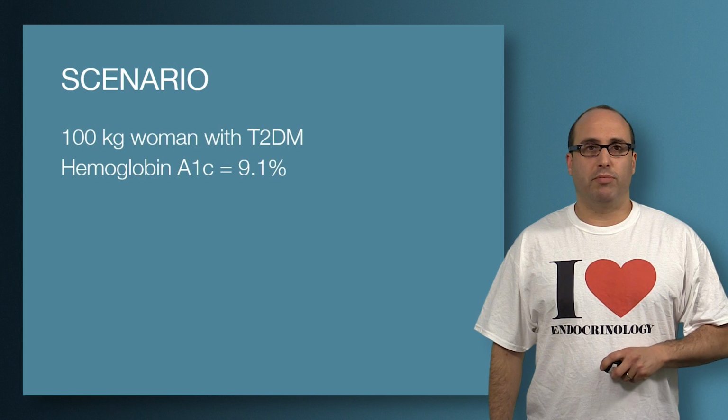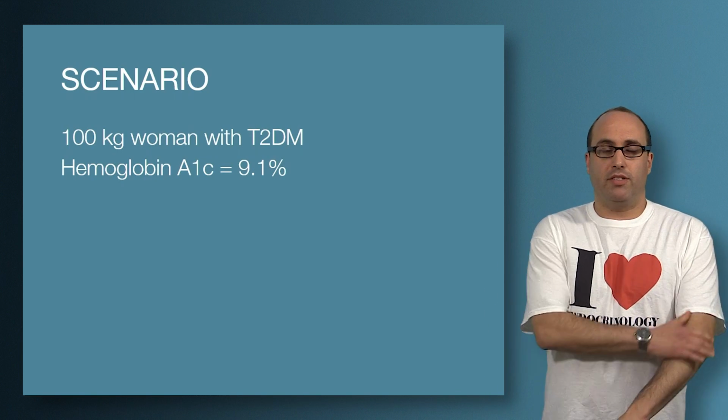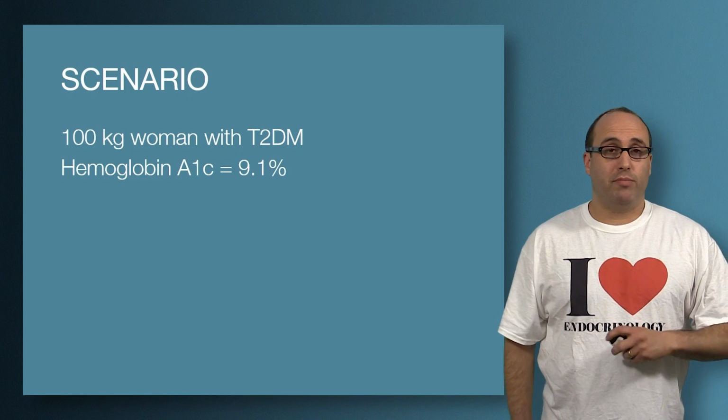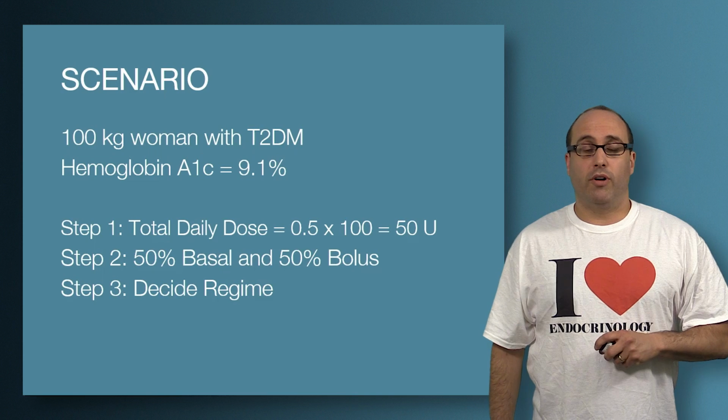So let's do an example of a 100 kilogram woman with type 2 diabetes who has a hemoglobin A1C of 9.1%, which is quite poor and likely means that she has severe hyperglycemia. We want to start insulin.